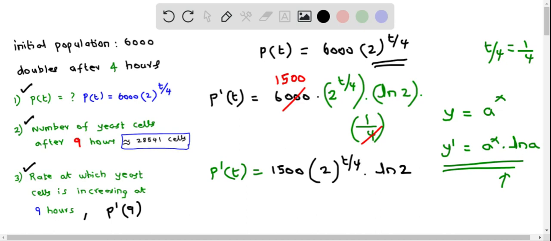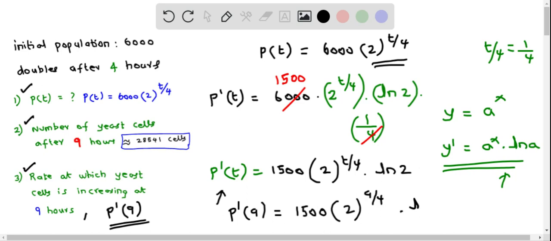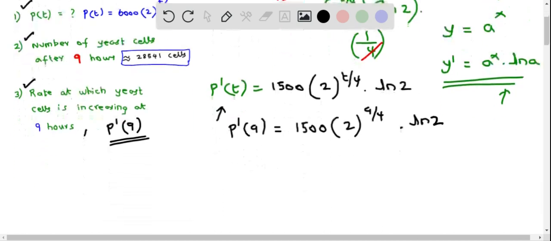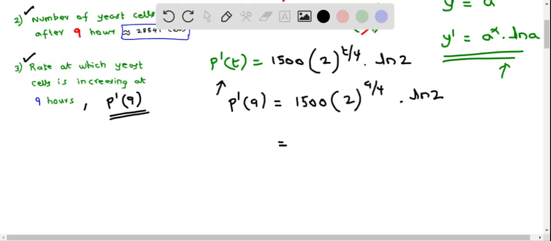Now we have to determine p prime of 9, so we have to replace t by 9 in this model. Therefore p prime of 9 equals 1500 times 2 raised to the power of t by 4, which is 9 by 4, times the natural logarithm of 2. We can plug this into the calculator. Let me rewrite this as 1500 times 2 raised to the power of 9 by 4, which is 2.25, multiplied by the natural logarithm of 2.